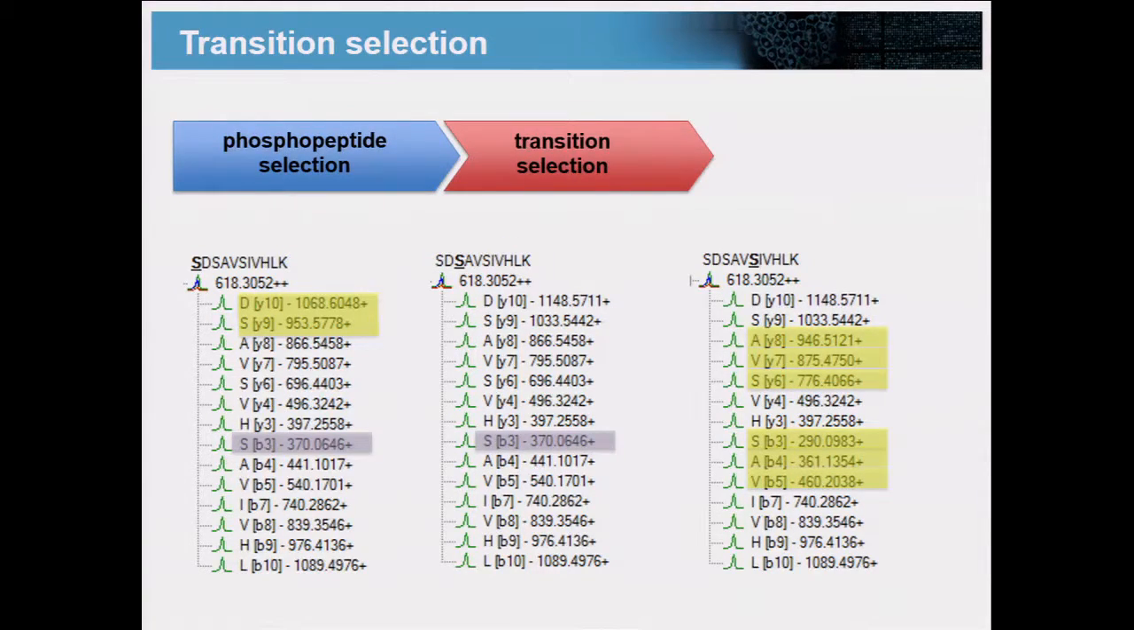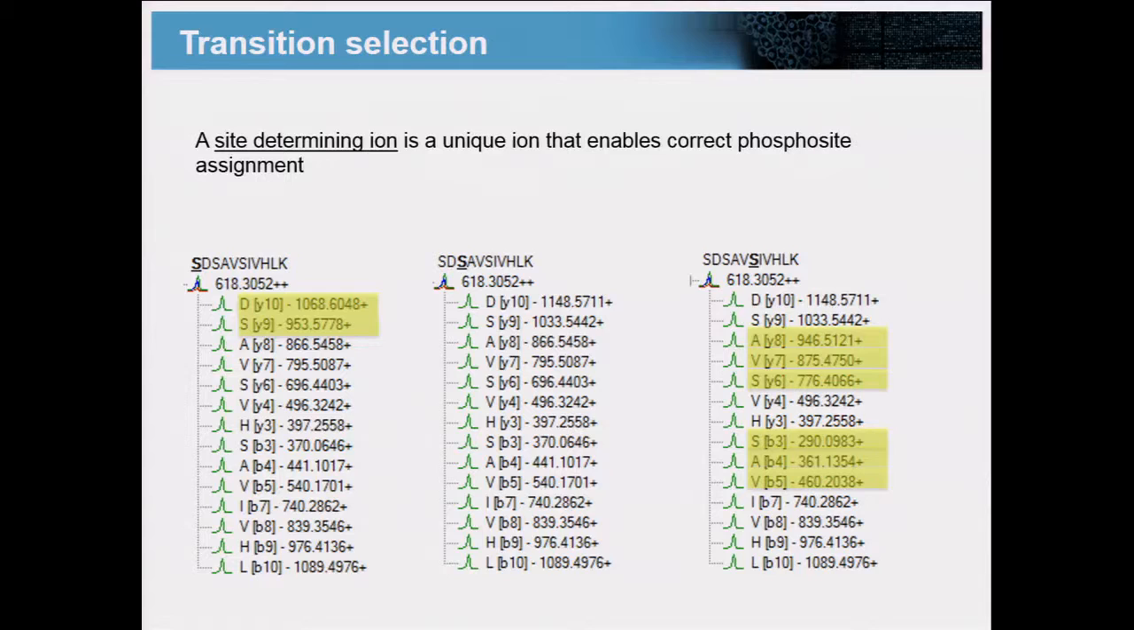So if you look, for example, at this B3, it is common to these two localizations, but we don't see it here. Here B3 has a different mass. And of course there's a bigger list here. I just highlighted two. We use these types of ions, and we call them site-determining ions, as unique ions that enable us correct phosphosite assignment. So if we were measuring a pair of this precursor and the combination of these two ions, we could be fairly confident, assuming that this is the right identification, that this is the correct site.